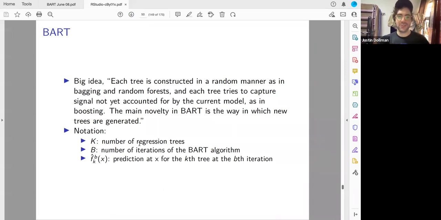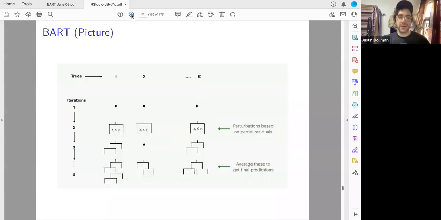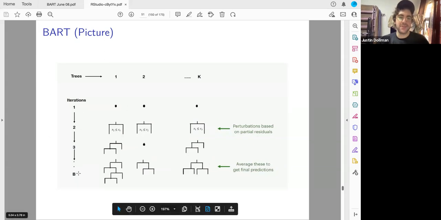So again, K is now the number of regression trees, and B is the number of iterations. Notice that these are going to be like the endpoints. Then you see lowercase b and lowercase k, so this would be the kth regression tree at the bth iteration. This is the schematic of what's going to happen. You're going to have K trees. Think of this as a grid where the columns are the trees, and as you go down, you go through the iterations.